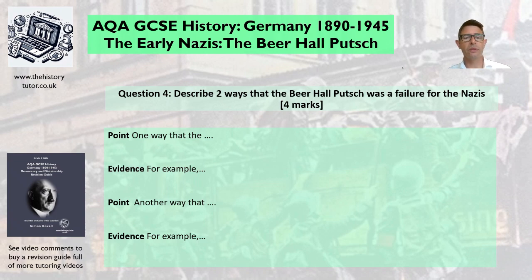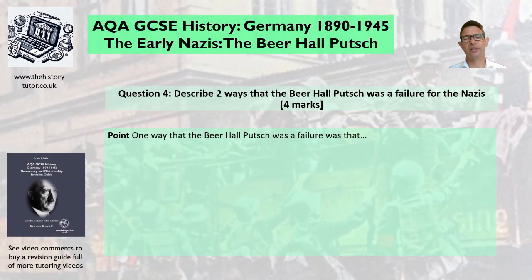And of course, another failure was he was arrested and the Nazis were banned, and he was banned from public speaking. So obviously that meant that he was put in prison and the Nazi Party were banned. So obviously that's a failure of it. He didn't manage to seize power. Instead, he found himself in prison. So those are some fairly maybe obvious failures.